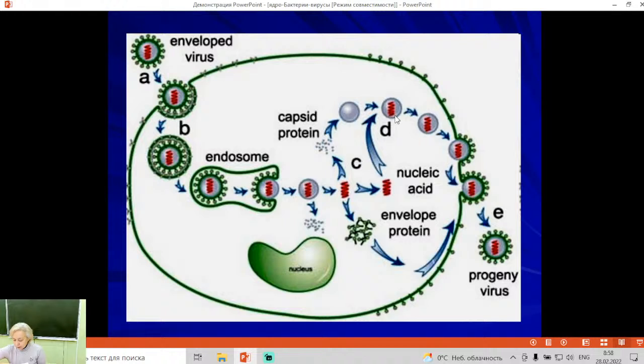After that, virus exits from the cell on this slide by exocytosis. It uses plasma membrane of host cell and uses the specified receptors. And you see progeny virus virion.